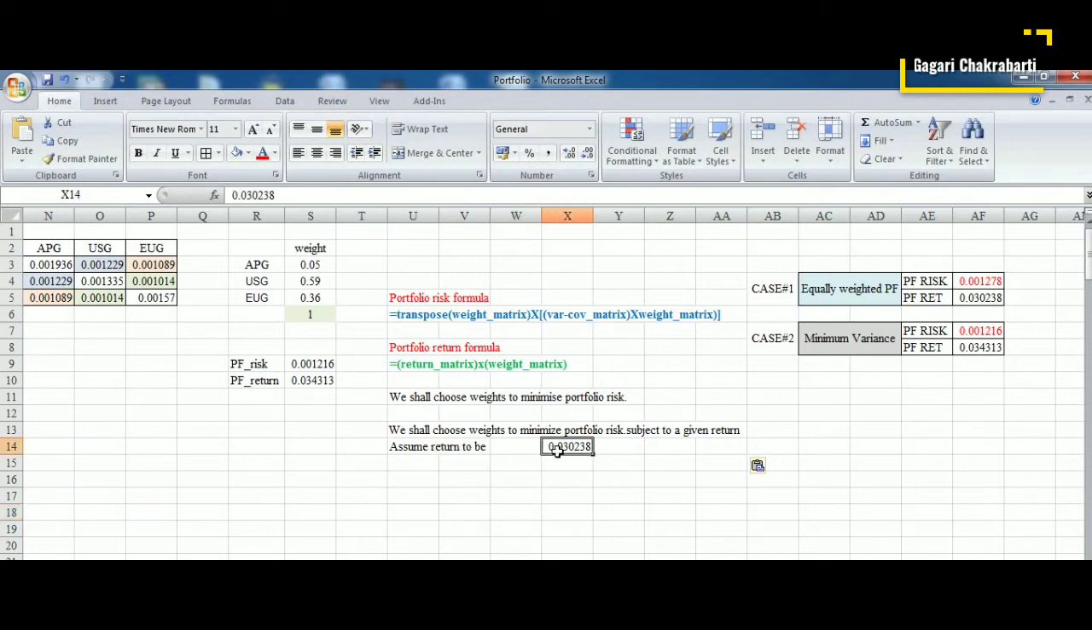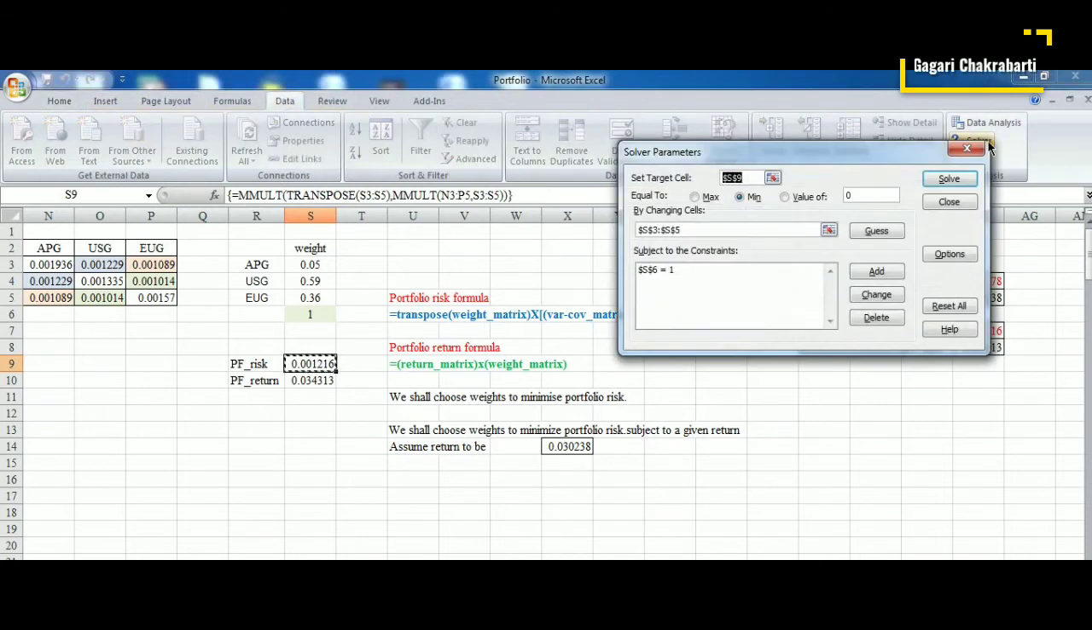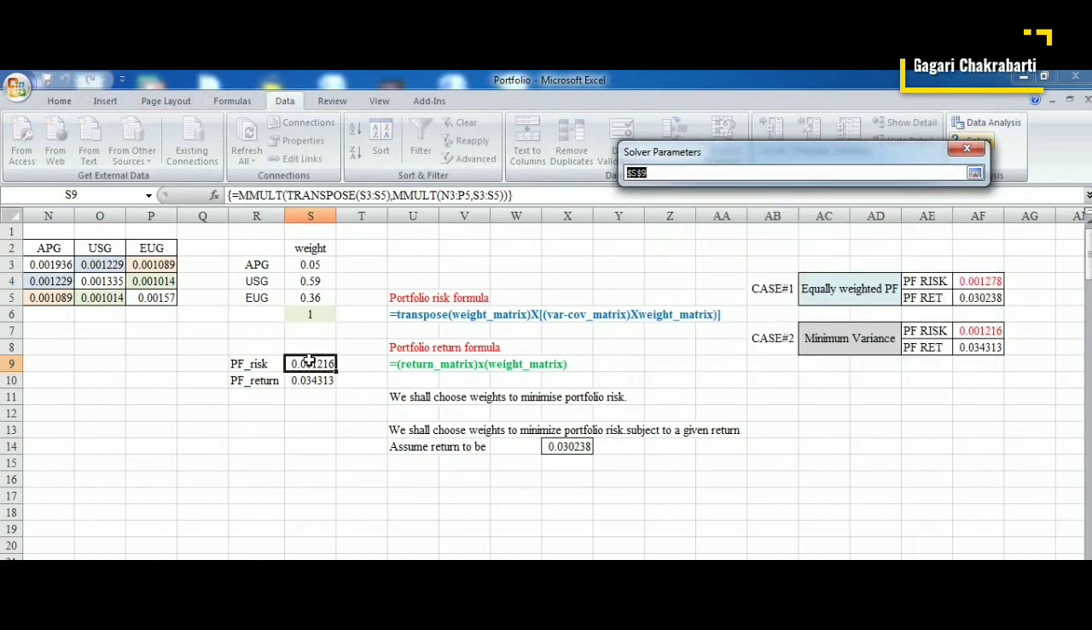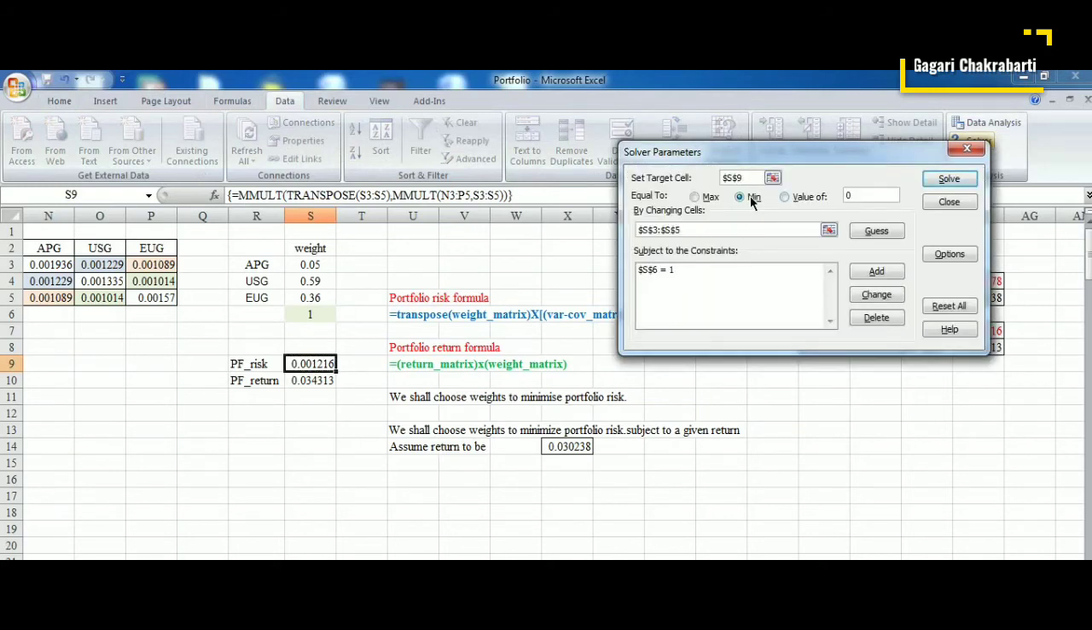So now we choose weights to minimize the risk for a given level of return. We assume that this given level of return is nothing but the return of the equally weighted portfolio. So this portfolio minimizes risk so as to give a return which is equal to the return of the equally weighted portfolio. So now we are minimizing risk using the solver.